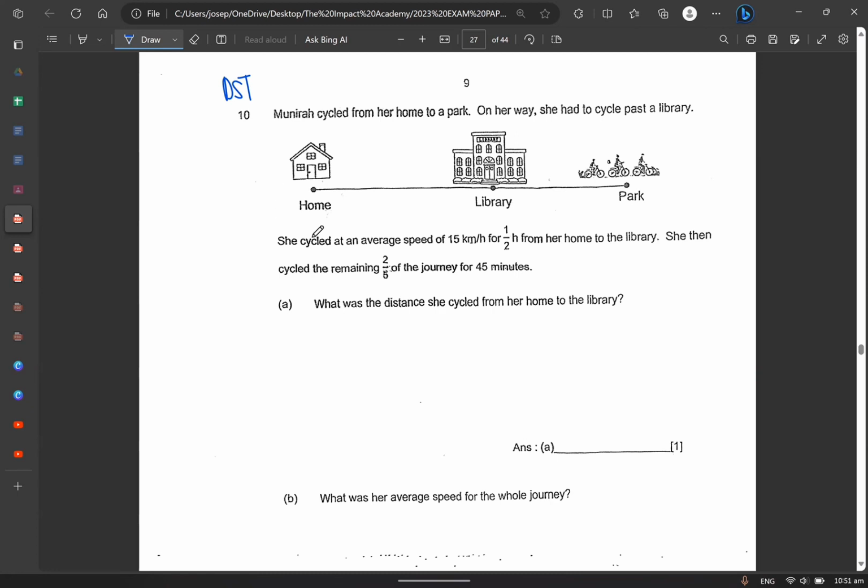So where's her home? Her home is here, to a park here. On her way, she had to cycle past a library, so this is the library. Now, in sentence number 1, it says that she cycled at an average speed of 15 kilometers per hour for half an hour from her home to the library.